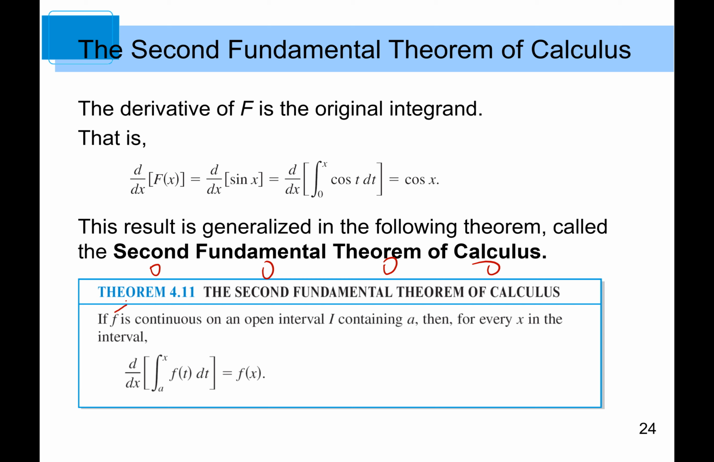So if f of x is continuous on an open interval I containing a, then for every x in the interval, when you're taking the derivative of the definite integral of f of t dt from a to x, that becomes f of x. Basically, the derivative and the antiderivative cancel each other, right? And you replace t with x, and you end up with the final answer.